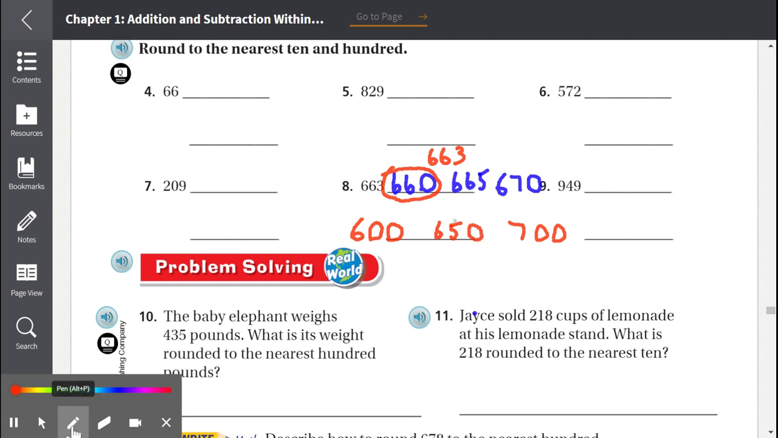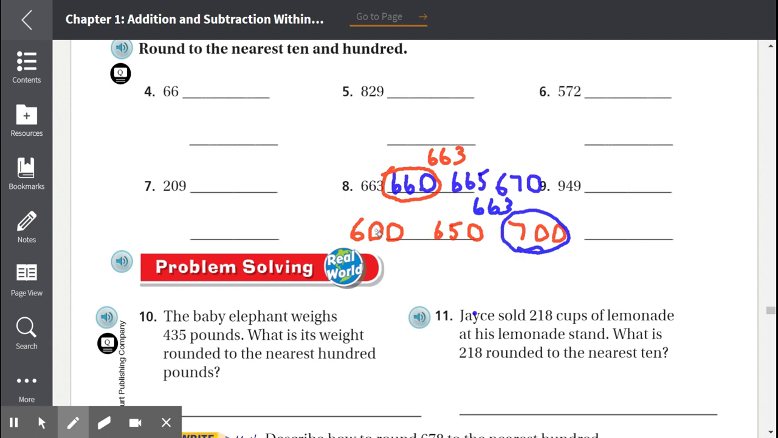Now let's locate and label 663 on our number line. So 663 would be between 650 and 700. So 663 would be here. So 663 would be closer to 700 than it is to 600. So 663 rounded to the nearest hundred is 700.